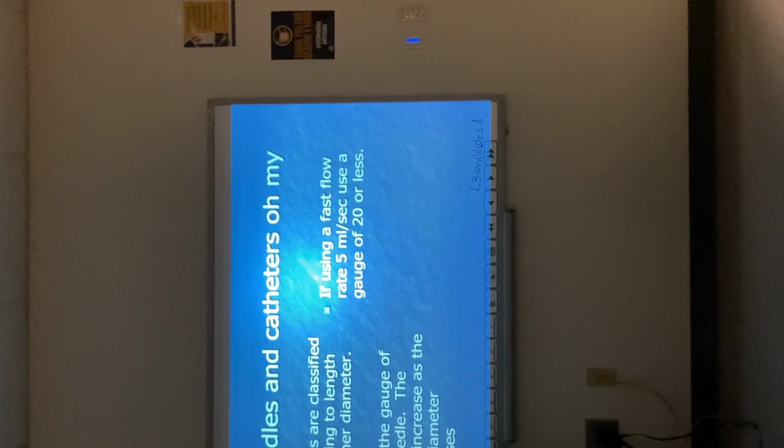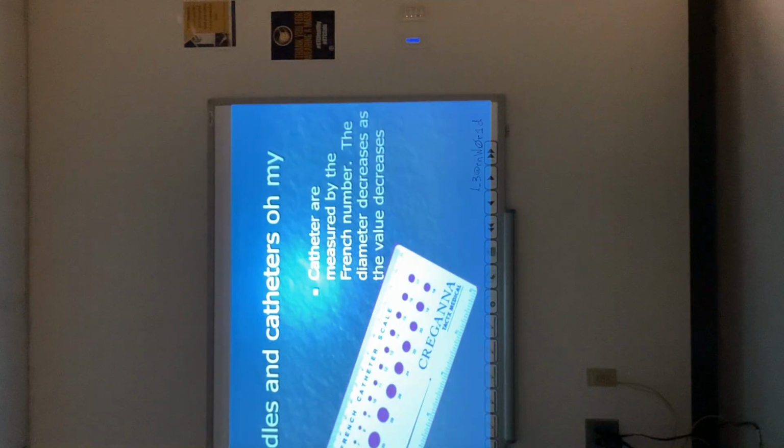So here is a quick little chart that's referencing the various sizes and diameters so you can see them, but this is specifically for our catheters. With our catheters, it's a little bit opposite to our needles. For catheters, the smaller the number, the smaller the diameter is going to be.